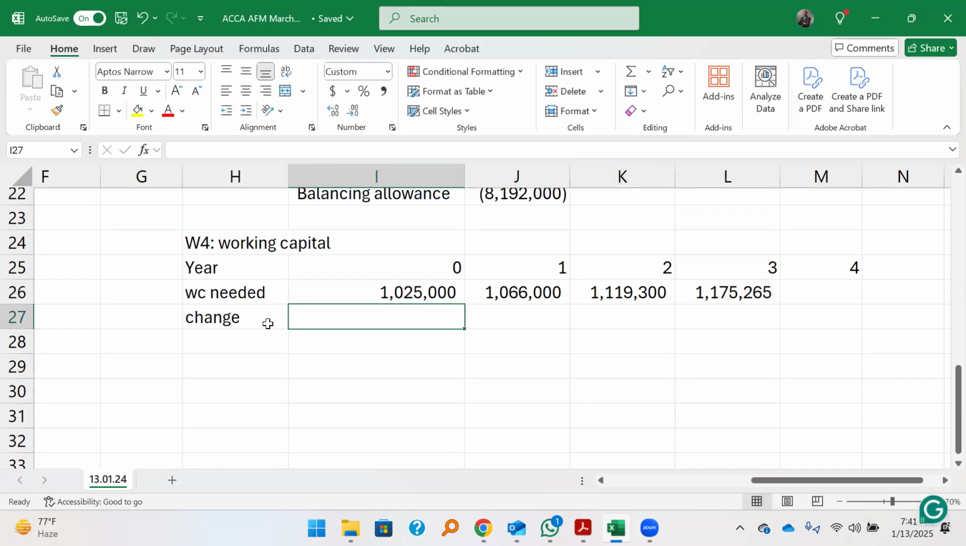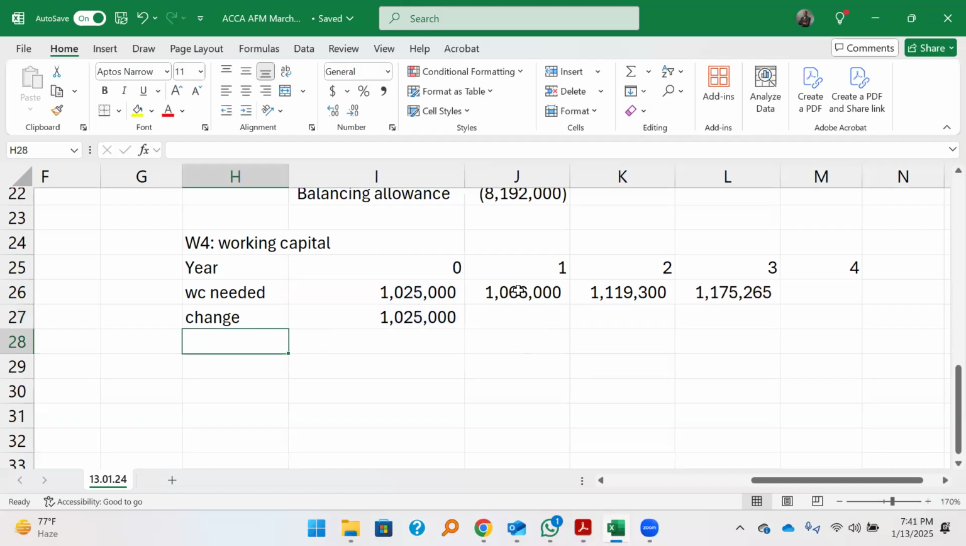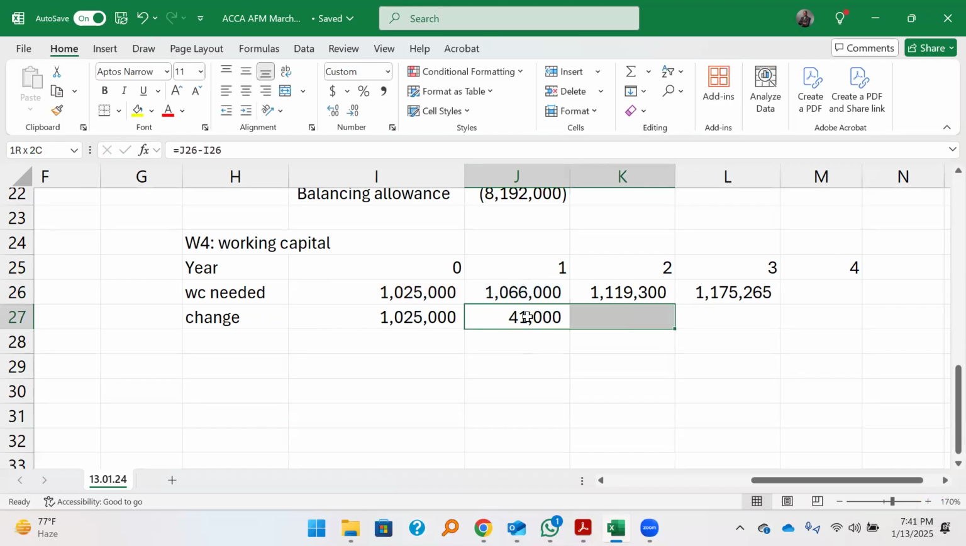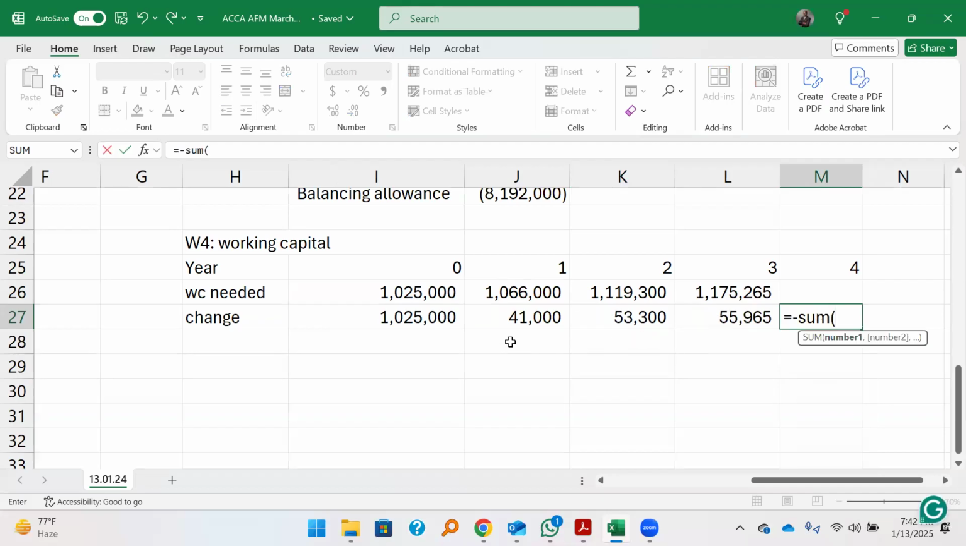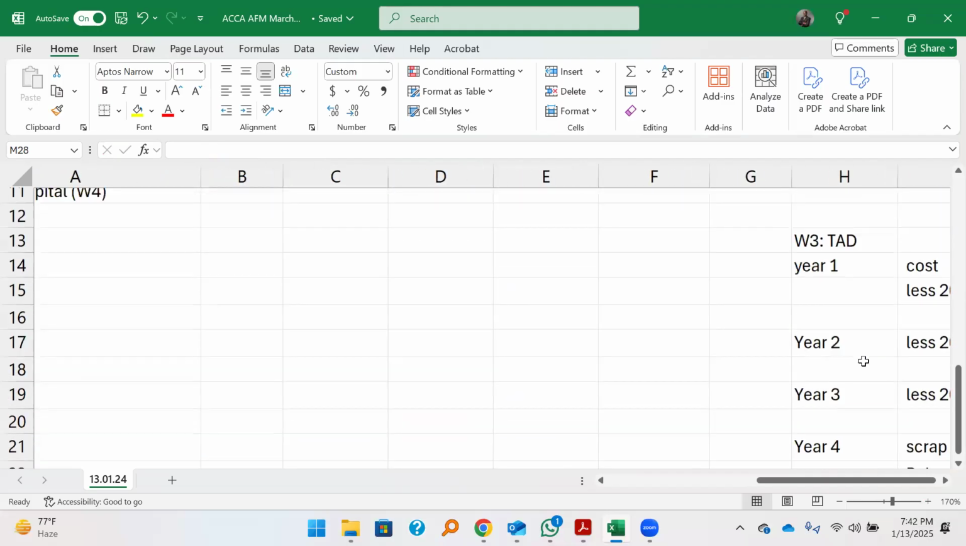What about the change? Because remember, when you put in the 1.025 at the beginning, you don't now put another 1.066. You just put in the difference, what you need to make it 1.066. So just add in 41,000, then you add in another 53,000, and then you add in another 55,000. And in the 4th year, everything is recovered. So you do minus sum of everything. So the whole of 1.175 becomes recovered at the end of the project. So that's what you are going to bring here.